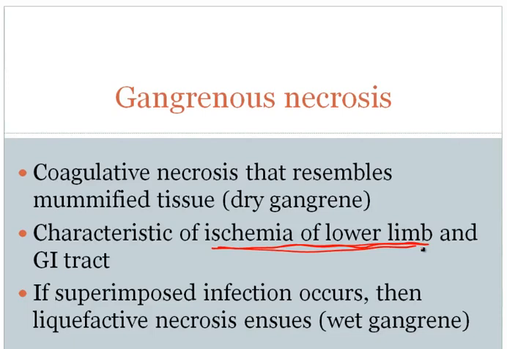Now, diabetics get partial occlusion of the popliteal artery due to atherosclerosis, and that can result in decreased blood flow to the lower extremity, which subsequently can cause gangrenous necrosis of that lower extremity.